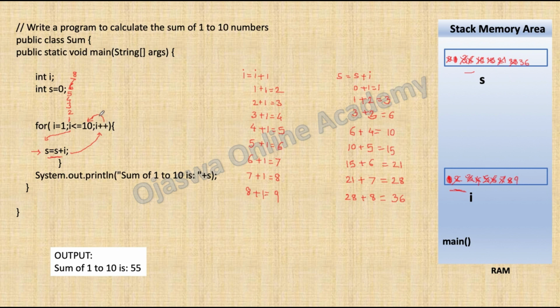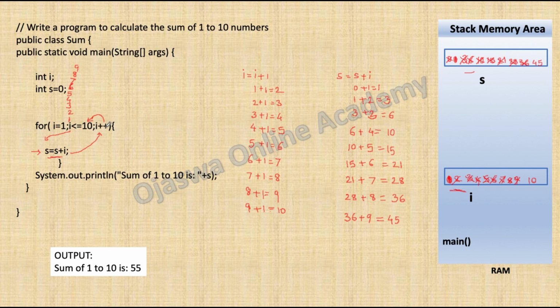After the increment statement is executed, control goes to the condition and it is checked whether 9 is less than 10. Condition is true. Control comes inside the loop and the statement s equal to s plus I is executed. Value of s is 36 plus value of I is 9. 36 plus 9 is 45. Now the updated value of s is 45. 36 is replaced with 45. After this statement is executed, control goes to the increment statement and I equal to I plus 1 is executed. Value of I is 9. 9 plus 1 is equal to 10. So inside the memory 9 will be replaced by 10 and now the updated value of I is 10.